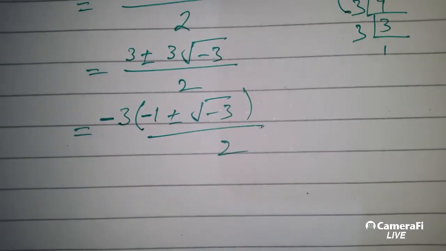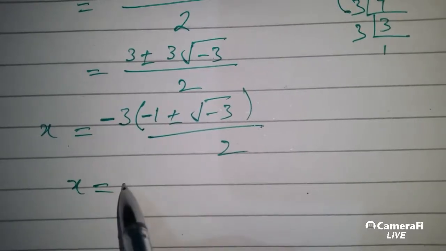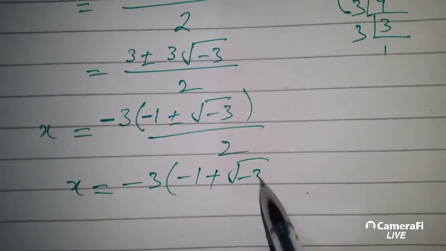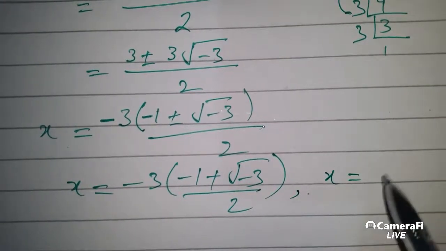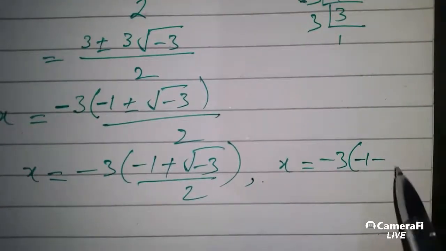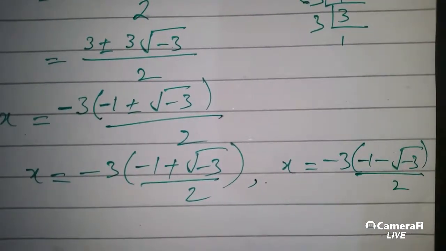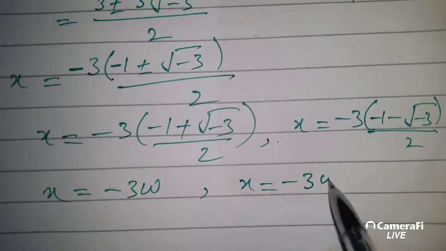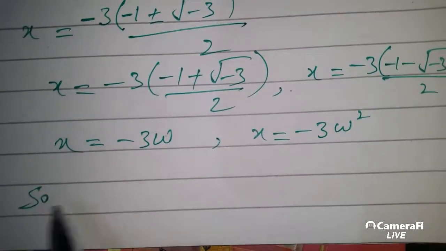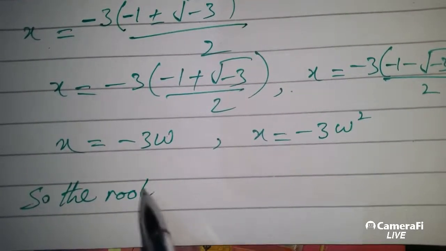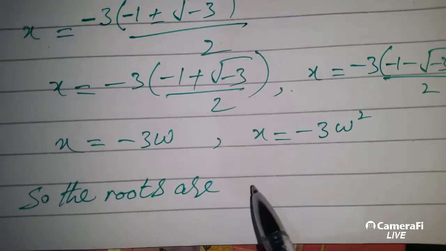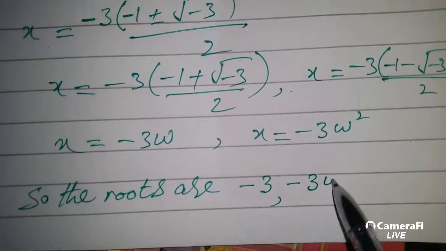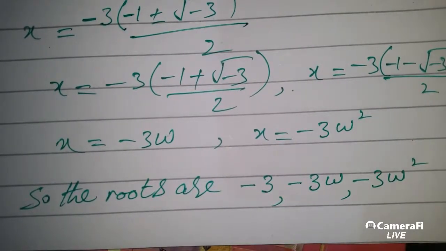Taking minus 3 as a common factor. Now I can write these numbers separately as, so this becomes omega and this becomes omega square. So the roots are minus 3 omega, minus 3 omega square. Answer. Let's move to the next question.